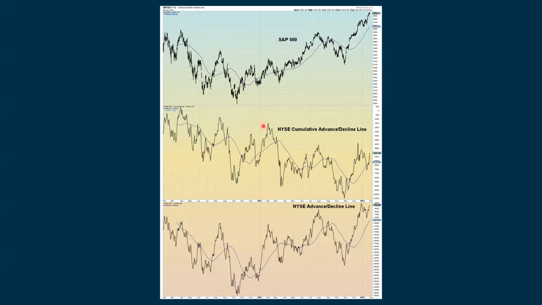Then we look at the NYSE. The S&P is a big index with over 500 stocks, but the NYSE is even bigger, so that can give us more of a broad market measure of what's going on. We take a cumulative measure of the NYSE advanced decline line. When this is going up, that's positive. When this is going down, that's negative. And we're not really showing any kind of real move right now. On the bottom, we just have a regular NYSE advanced decline line, which is going back up, which is positive, but it hasn't gone past this previous high.